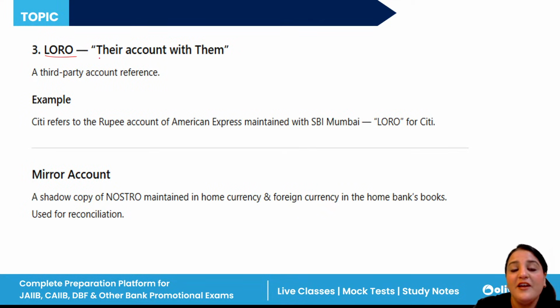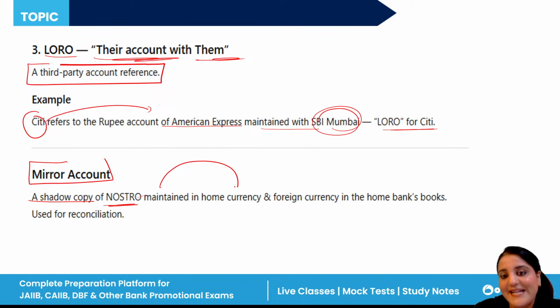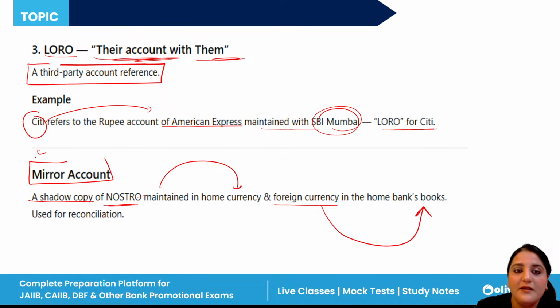And Loro account is when their account with them, a third party account reference, like Citi refers to the rupee account of American Express maintained with SBI Mumbai, that is called Loro for Citi. And what is the mirror account? That is the shadow copy of Nostro, which is maintained in home currency and foreign currency in the home banks' books, that is called a mirror account.